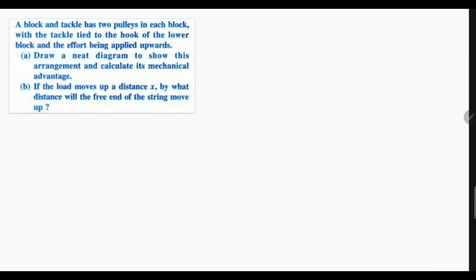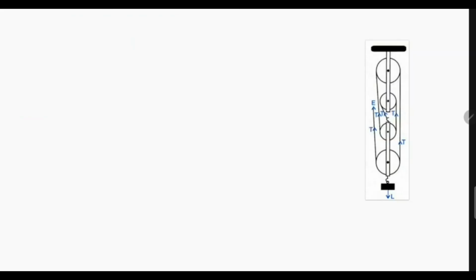In the next question, please read it carefully. Block and tackle has 2 pulleys in each block. That means 2 in the upper block, 2 in the lower block. But very important, the effort is being applied upwards. So how will the diagram be? Let us draw that. The diagram will look something like this. Have a look carefully. We are moving the effort up. So that is the first part, how to draw. Obviously they are going to give you the options, so you have to select any one out of these. So remember, 4 pulleys but pulling upwards.